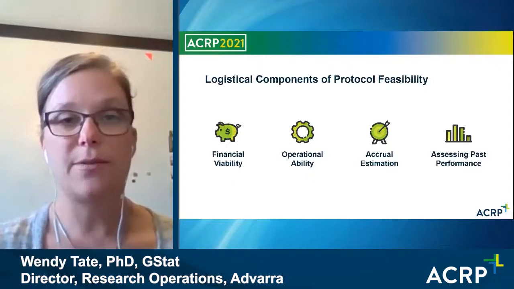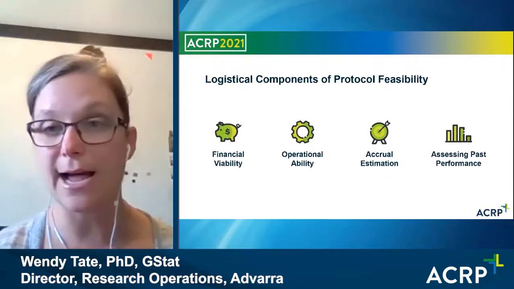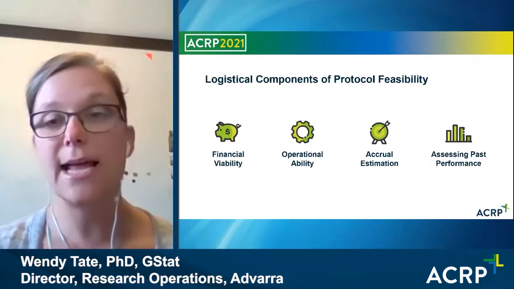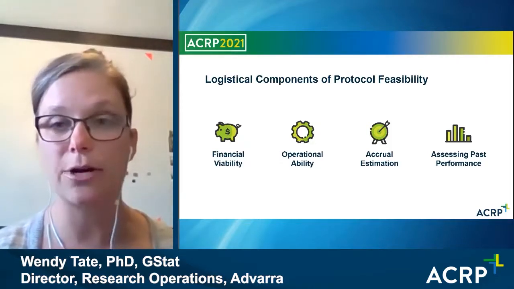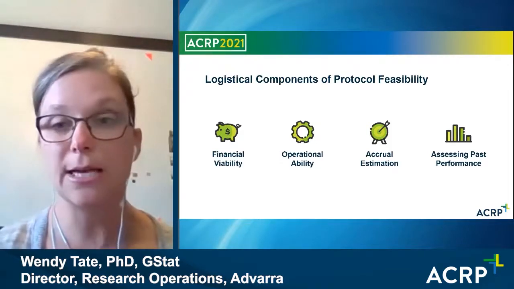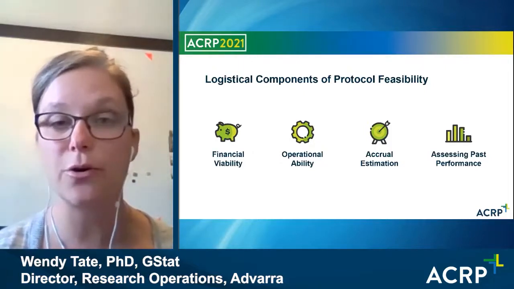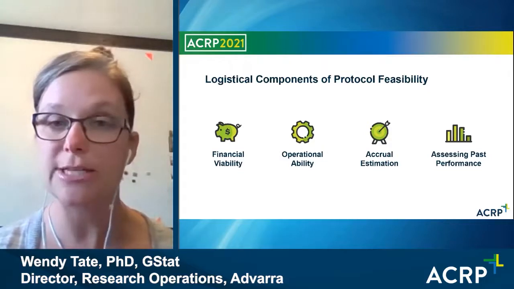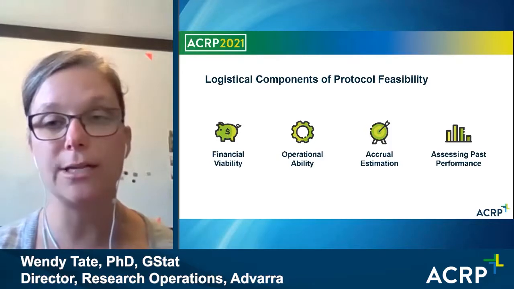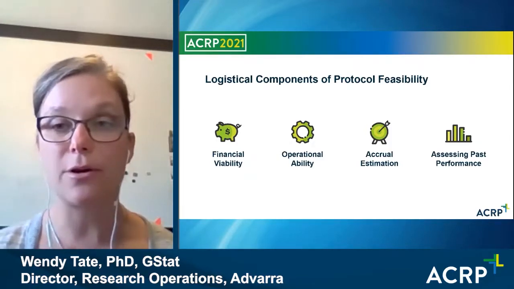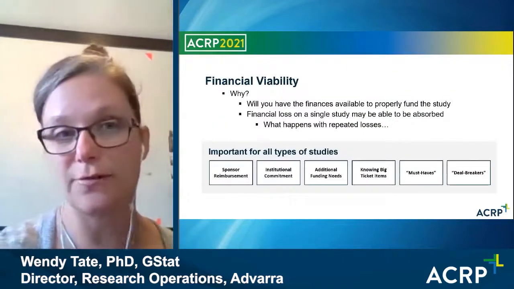So what are the logistic components of a protocol feasibility analysis? And I just went over a lot of them. We are talking about staff and resources and facilities. And today we're really going to focus on 4 specific elements that fall into these broader categories. We're going to talk about financial viability. We're going to talk a bit about operational ability of your organization or your research program. We're going to talk about accrual estimations, and then assessing past performance, and how all of these can come together and really discuss a really well-rounded approach to ensuring study viability. So let's dig right into financial viability.